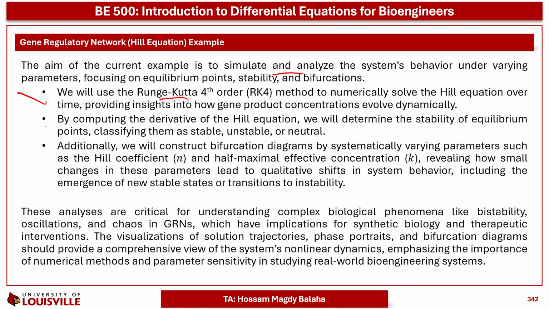And also, we will determine the stability of the equilibrium points, classifying them as stable or unstable. Also, we will construct bifurcation diagrams by systematically varying parameters such as the Hill coefficient n or the half maximal effective concentration k, and this will reveal how changes in these parameters lead to qualitative shifts in the system behavior, including the emergence of new stable states or transitions to instability. Combining all of that together will help us understand the GRN or the Hill equation model.